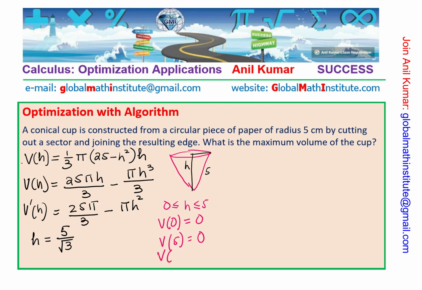That means that the volume at the critical point is a maximum, because we know it is not 0. So from the extreme values, it is very easy to verify that we have hit the maximum at 5 by square root 3. You get the idea, right? So that is one way of doing it. This was our option 1. Correct?